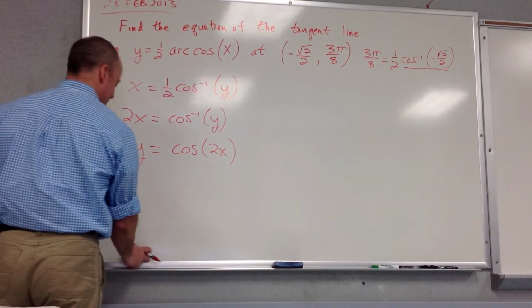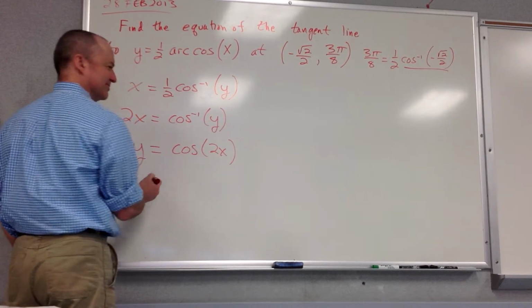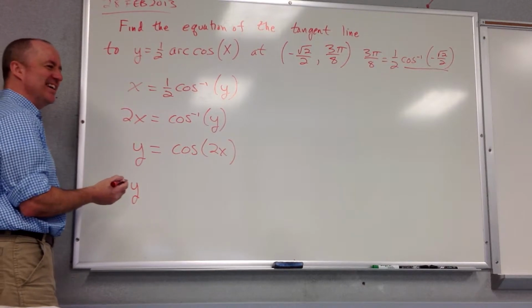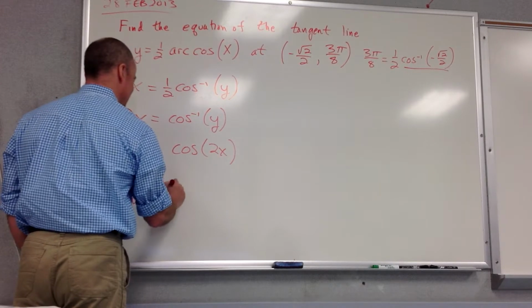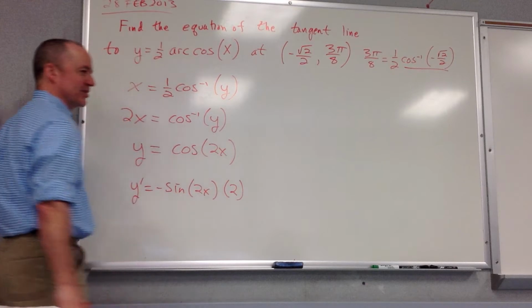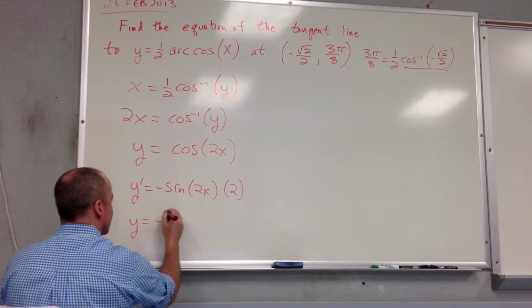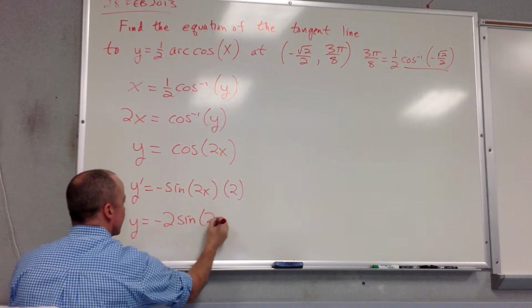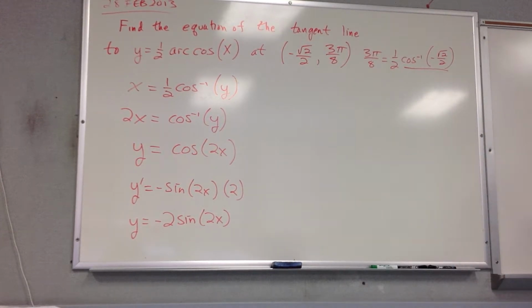What is the derivative of cosine 2x? Negative sine 2x, times 2. y prime is negative sine 2x, and I know you were just jumping to the derivative of the inside function there. So that's negative 2 sine 2x. Here's where I wish I could write left-handed when the camera's on that side. Okay, y prime equals negative 2 sine 2x.